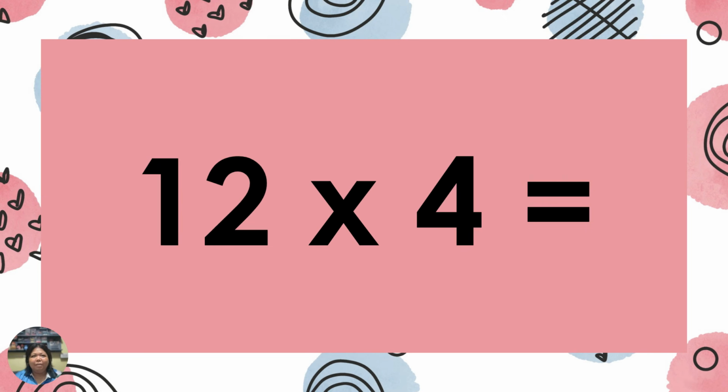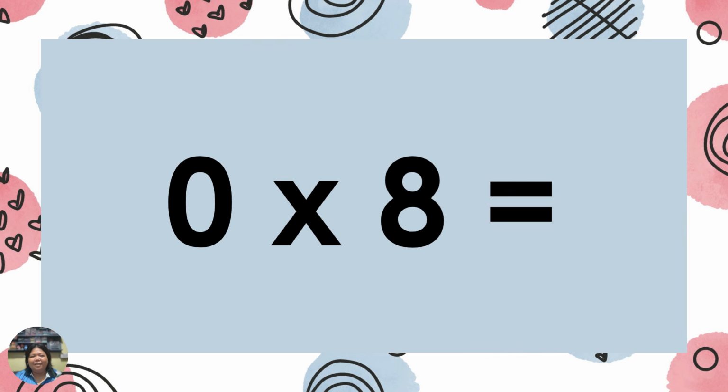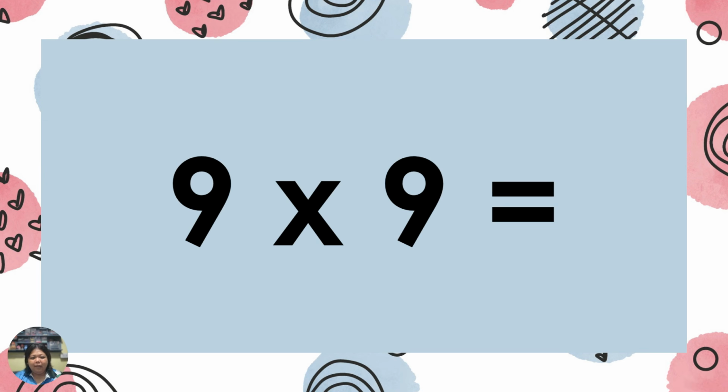And then 12 times 4, 48. 0 times 8, it's 0. Any number multiplied by 0, the answer is 0, right? And the last one, we have 9 times 9, it's 81. Very good. So great job, everyone. Now let's begin our lesson.